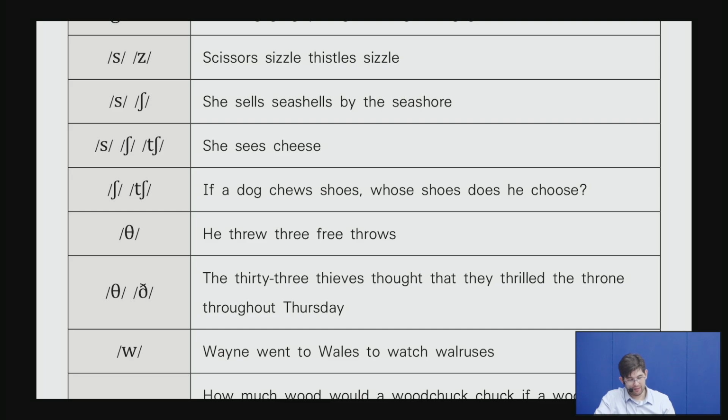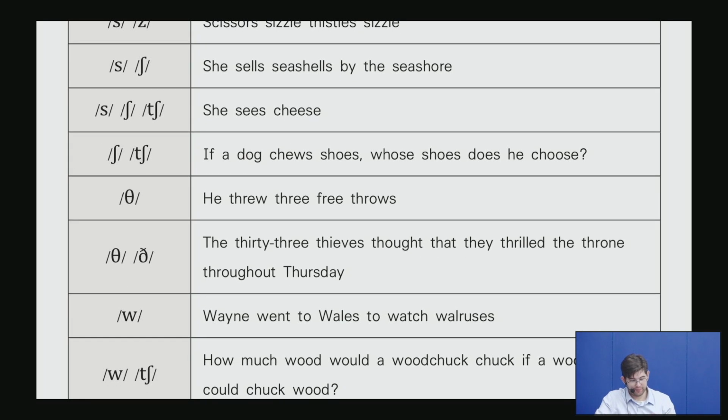Our next one. She sees cheese. So we're working our SH and our CH sounds to separate them. She sees cheese. And even as we say this, our teeth stay together almost the entire time. So it's really making sure that we control the air as we speak.